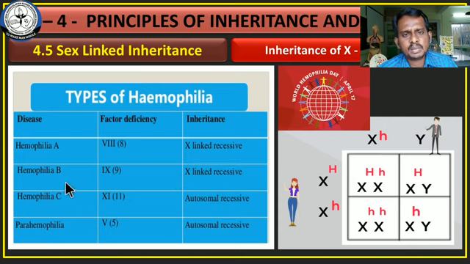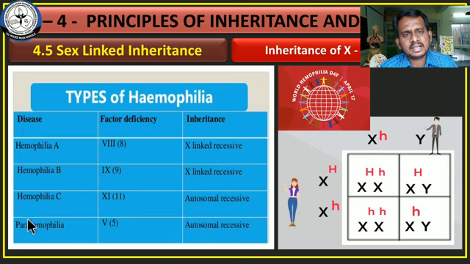And the third one is hemophilia C. It is due to the absence of factor number 11. This disease is due to an autosomal recessive gene. It is not an X-linked inheritance. Hemophilia C is not X-linked inheritance. Autosomes are the chromosomes other than the XY chromosomes, and hemophilia C is a disease transmitted through autosomes. And parahemophilia is a disease caused due to the absence of factor number 5, and this is also autosomal, due to autosomal recessive genes.